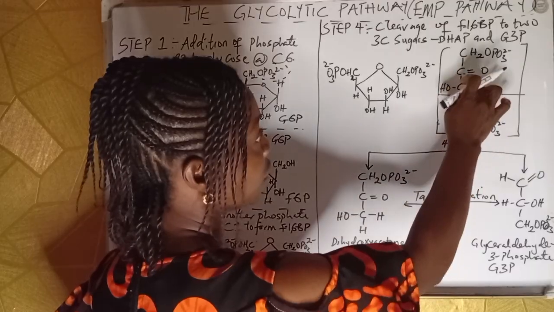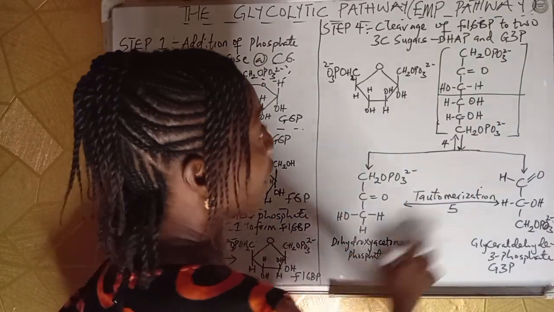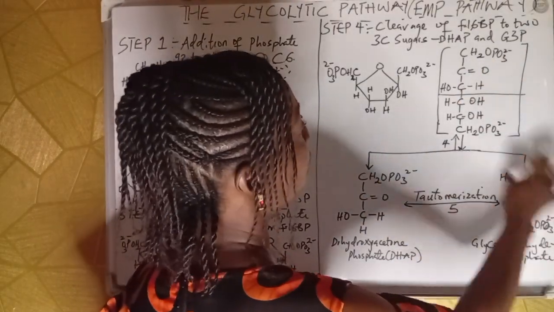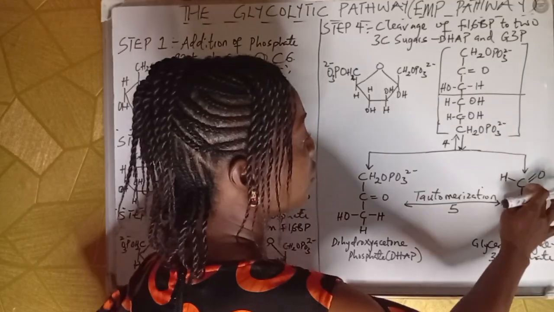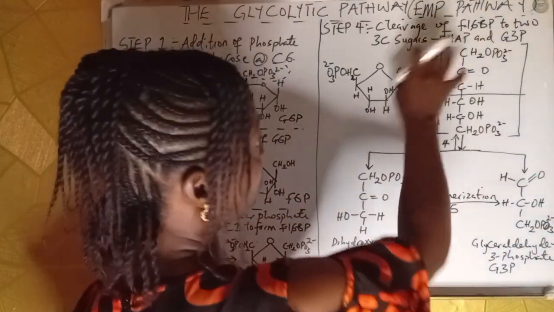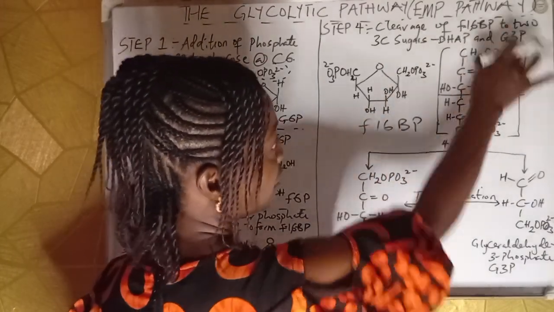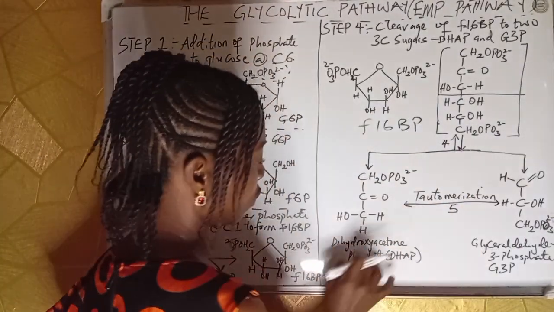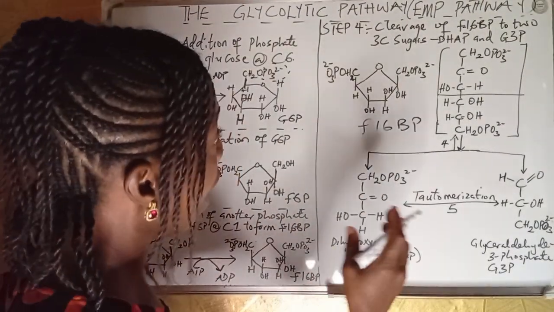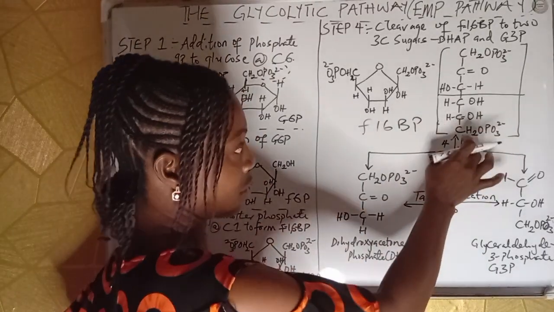This hydrogen comes here to give this dihydroxyacetone phosphate. And then the lower part of it, where this now becomes an aldehyde group, because hydrogen has been given to this carbon, becomes this glyceraldehyde 3-phosphate. So at step 4, there's a splitting, a cleavage of fructose 1,6-bisphosphate, which is this to show you how it's split to give these 2 3-carbon compounds or molecules. And this is catalyzed by the enzyme aldolase, which catalyzes the split here.